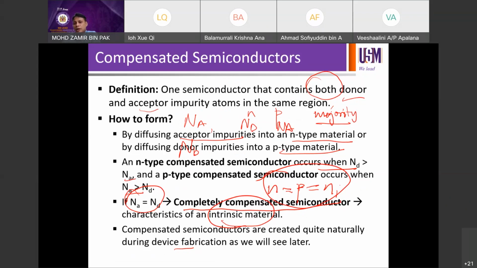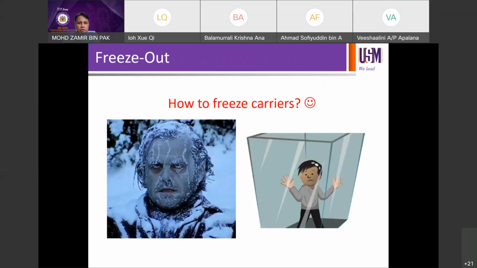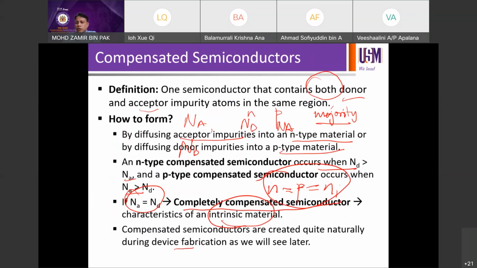For example, say you want to do your FYP, and you want to work with intrinsic silicon, okay? Then when you go into the lab, you only have n-type silicon left in the stock. In the cassette, there is only n-type. There is no p-type and no intrinsic. But you need to work with intrinsic.